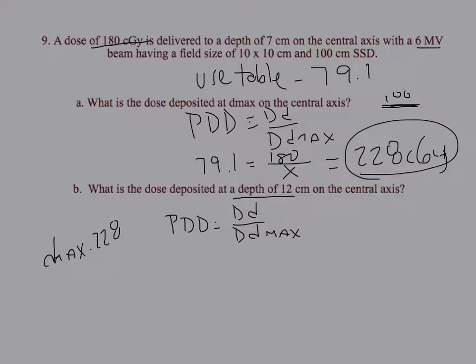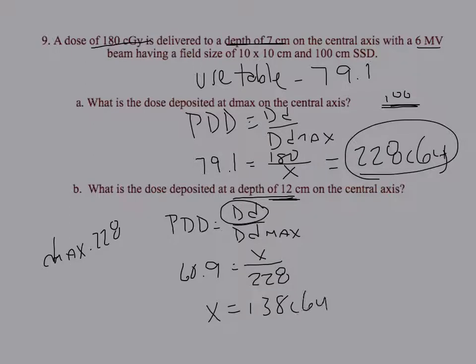Now, I want to know what my dose is at a depth. So that's going to be X. What I can look up is my percentage depth dose. Now I want to re-look it up on a table because I want to look it up for a depth of 12. When I looked it up for A, I looked it up for a depth of 7. I want to now look at it for 12. And when I look that up, 60.9 is my percentage depth dose. So if you set the formula up as so, X equals 138 centigray. And that's how much dose is getting to 12 cm.